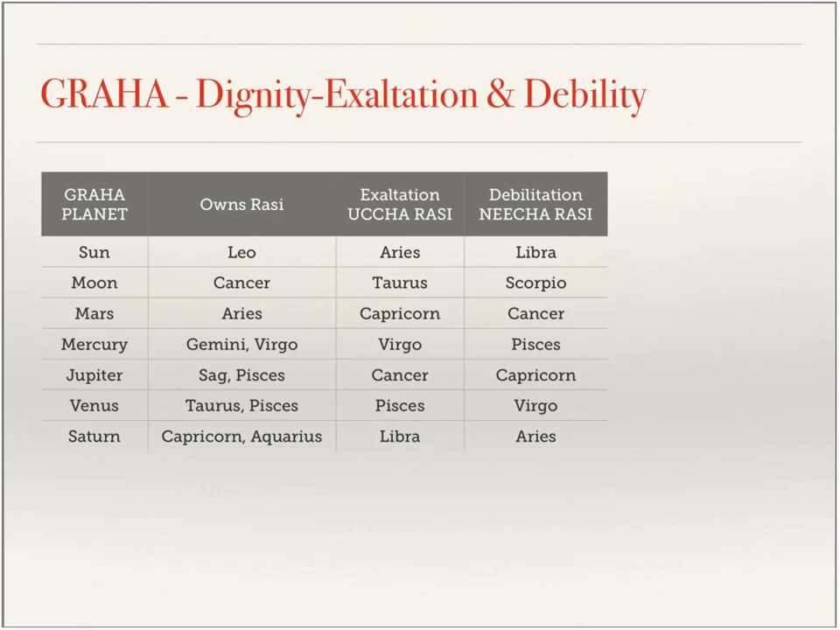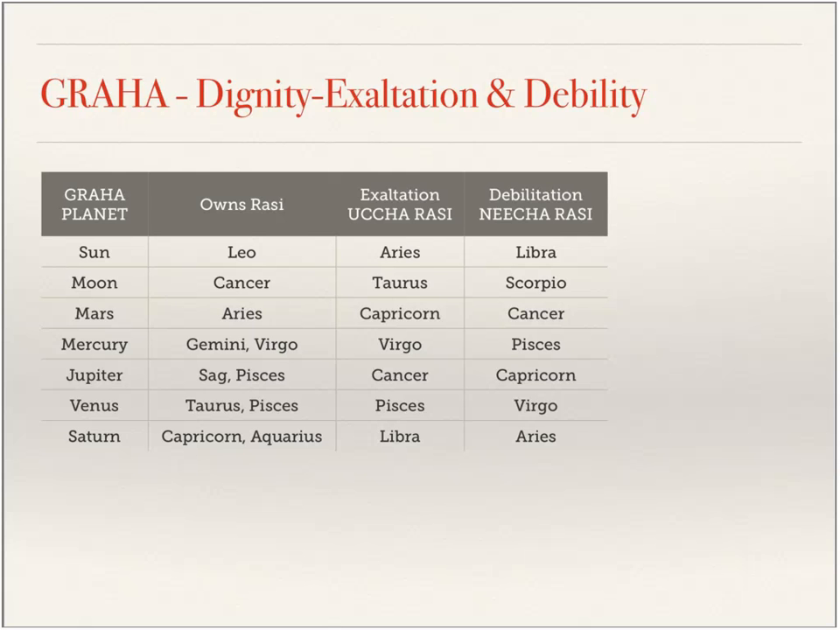Again, Mercury, that owns Gemini and Virgo, is exalted actually in Virgo in its own sign, but is debilitated in Pisces. So if you think about it another way, Mercury is an airy sign. Mercury in a watery sign like Pisces is drowning it, right? That's one way you can think about it.